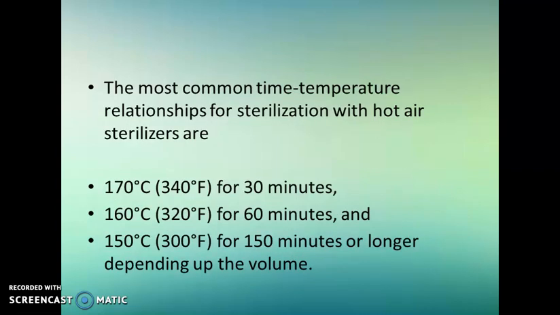The most common time-temperature relationships for sterilization with hot air sterilizers are 170 degrees Celsius (340 degrees Fahrenheit) for 30 minutes, 160 degrees Celsius for 60 minutes, or 150 degrees Celsius for 150 minutes or longer, depending upon the volume. So these are the three common time-temperature relationships for the hot air oven.